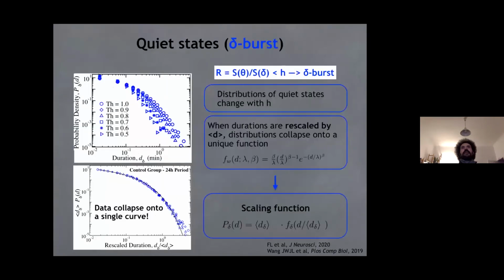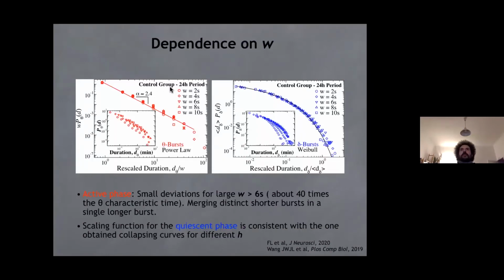The same thing can be done for the quiet states. You see that the distribution depends on the threshold H that you set, but actually, when you rescale the distribution by the average duration of the quiet state, they all collapse onto the same single scaling function, right? The same trick can be done when you look at different window sizes, and you also find a beautiful data collapse. So now I think this is pretty good and is pretty consistent with what we find at the behavioral level.